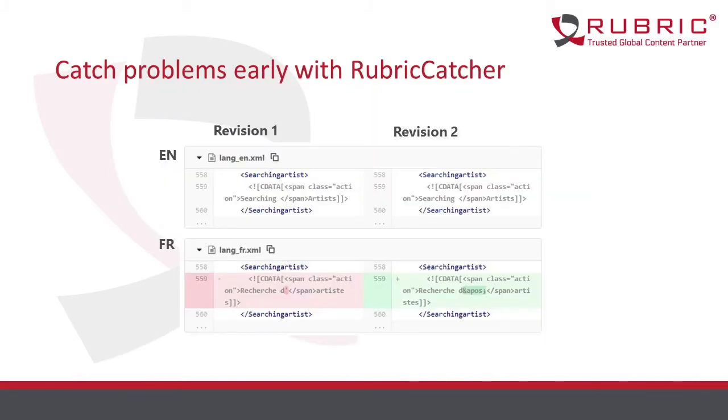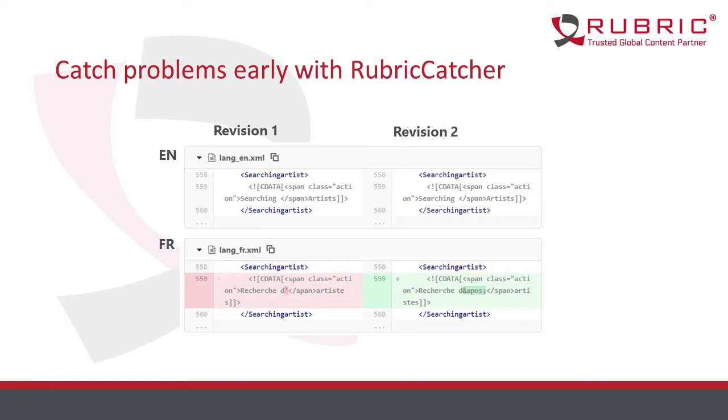Finally, at the end of the translation process, we use a tool we call Rubric Catcher, and this is designed to proactively analyze files and detect potential anomalies or problems, things that were unexpected, and then that report will be examined by a project manager and by translators, if appropriate, to decide whether or not the problem that's been flagged is actually a problem.